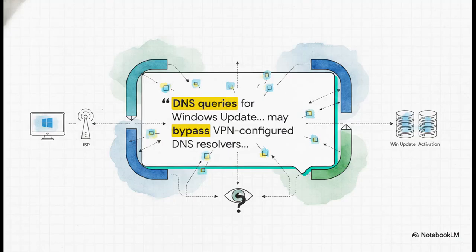The source material confirms exactly this. DNS queries for things like Windows Update servers, telemetry endpoints, and activation servers routinely bypass your VPN-configured resolvers. This means your local ISP can still see exactly which Microsoft services you're pinging, completely undermining your anonymity.